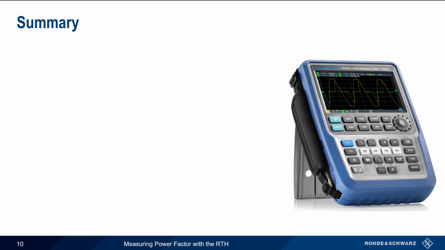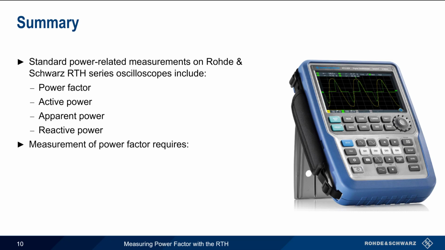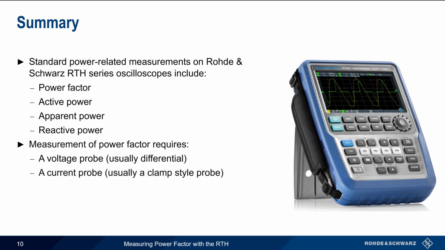Time for a brief summary. The standard measurements available on the Rohde and Schwarz RTH series oscilloscopes include power factor as well as related quantities such as active power, apparent power, and reactive power. To make power measurements, 2 channels and 2 probes are required. A voltage probe, usually a differential probe, is attached to one channel, and a current probe, most often a clamping style probe, is connected to the other channel.